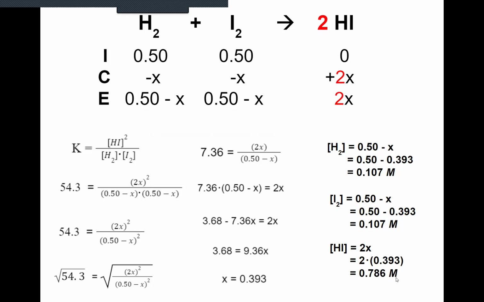We now have solved for the equilibrium concentration of all species at equilibrium, and we've shown work all the way through. Good work, students, and good luck on the homework.